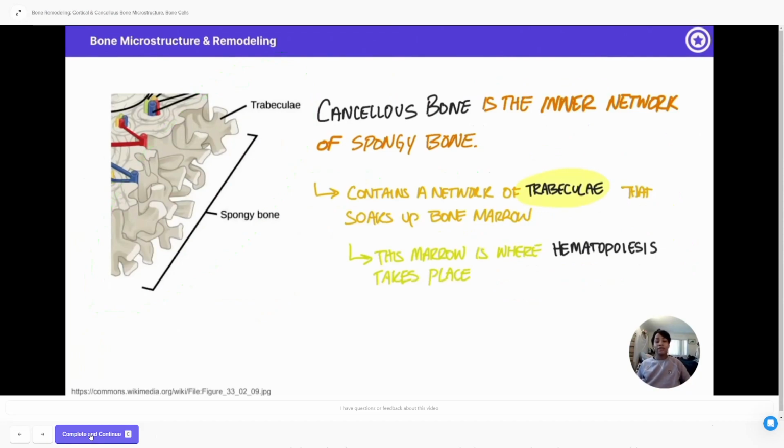The trabeculae are weaved together and they kind of act like the netting in a sponge. The trabeculae help to soak up red bone marrow and keep it held within the bone. And the whole purpose of red bone marrow is to produce red blood cells. And this is done in a process called hematopoiesis.